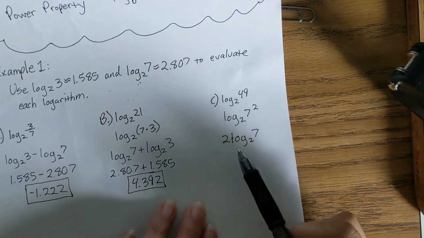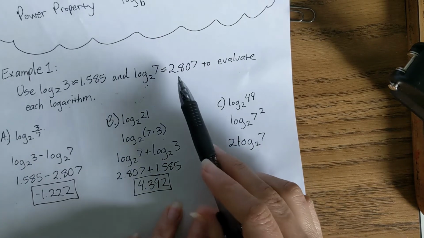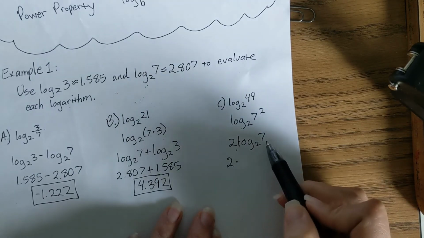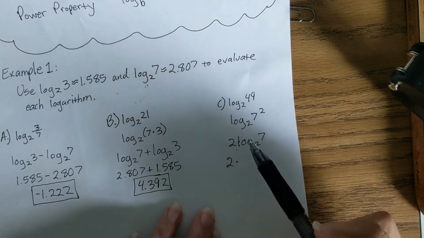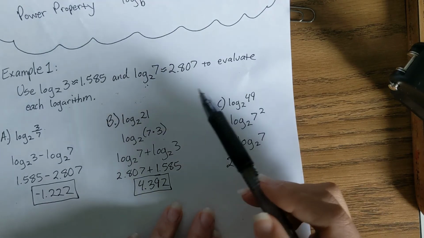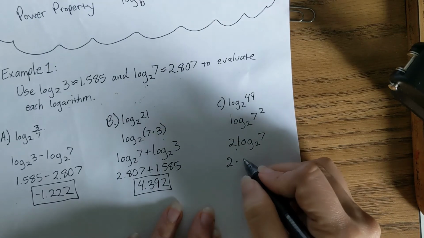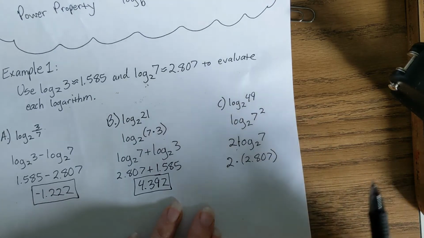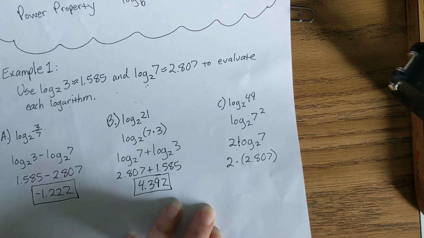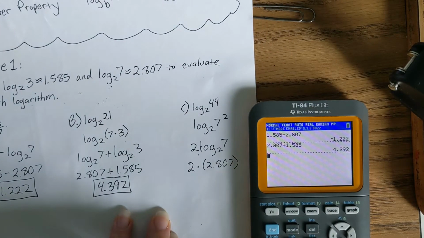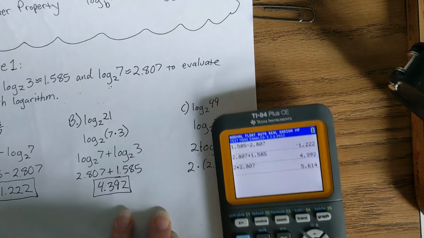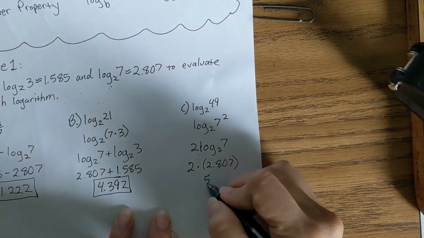Okay, and we know what approximately log 2.7 is. Like we said, it's right here. So this is just going to be 2 times, and then I'm going to substitute in 2.807 for the log 2.7 because those are equal. So 2 times 2.807 is going to be my answer. So I'm going to put that in the calculator. That's going to give me 5.614, and that's my answer.